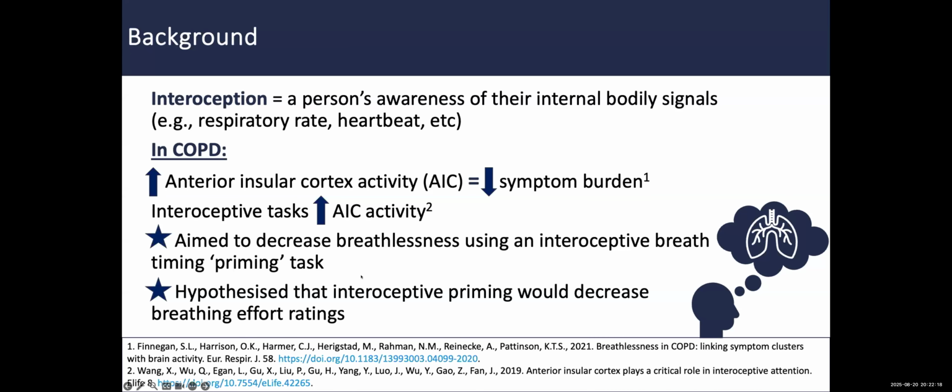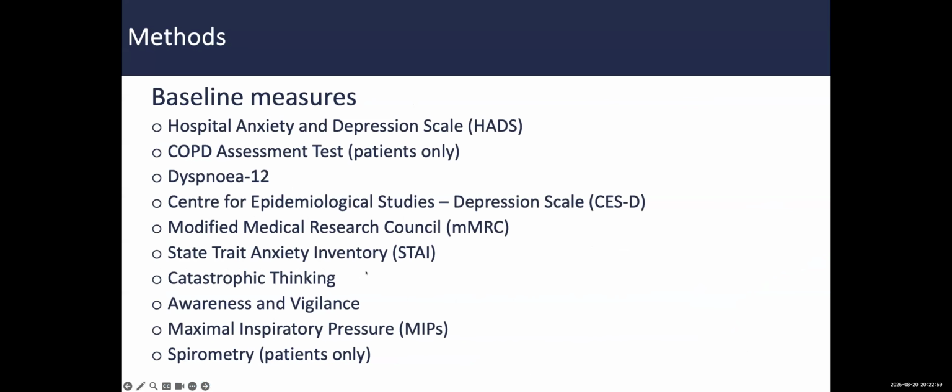So interoception is a person's awareness of their internal bodily signals. This includes heartbeat detection, pain, pupillary response, and in this case, respiratory timing. Previous research has demonstrated that interoceptive tasks that focus on increasing this awareness have led to higher activation in the anterior insular cortex, a brain region that is associated with lower symptom burden in people with COPD. We therefore aimed to decrease breathlessness using an interoceptive priming task and hypothesized that interoceptive priming would decrease breathing effort ratings. So how do we do this?